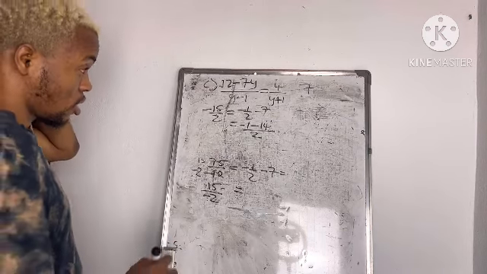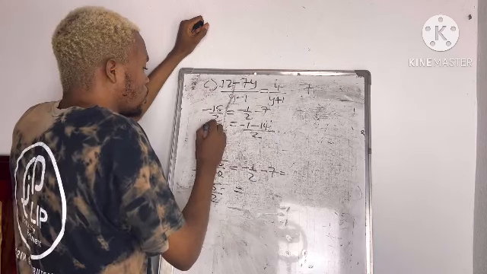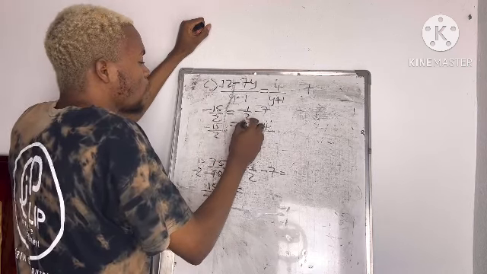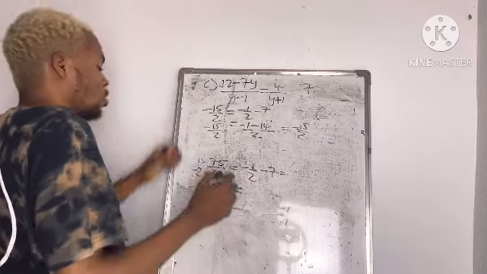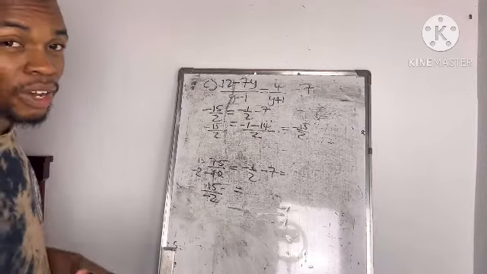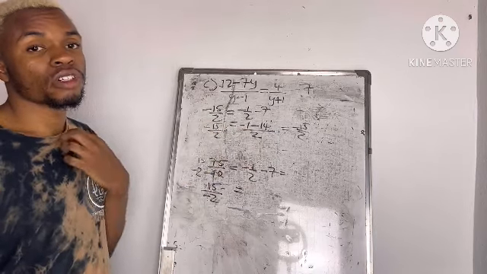Okay, so next we have minus 1 minus 14, which gives us minus 15 over 2. That tells us that our equation is correct, because the left hand side is equal to the right hand side.